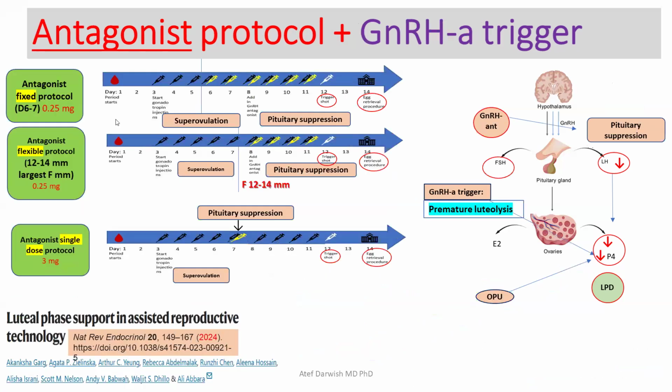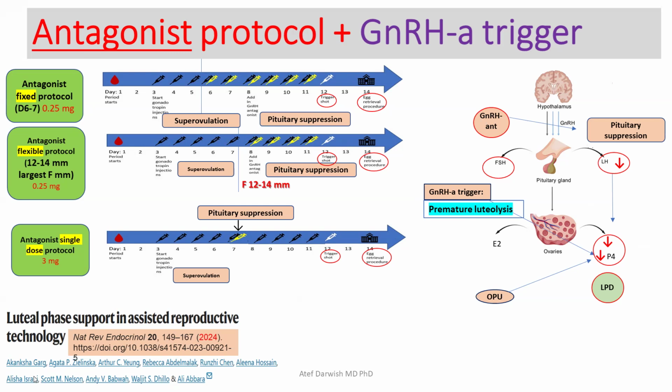What about antagonist protocol? I told you the antagonists were 3 protocols: fixed protocol 0.25, flexible according to the follicular size, where the largest one should be 14 millimeter, or fixed at day 7. This is causing pituitary suppression, not downregulation, which means transient, rapid, and reversible occupation of the receptors, but the number of receptors is fixed and stationary. So it leads to pituitary suppression, superovulation, triggering by GnRH agonists with premature luteolysis, and ovum pickup. So every step can lead to the luteal phase defect.